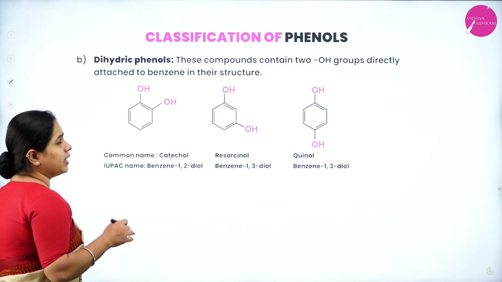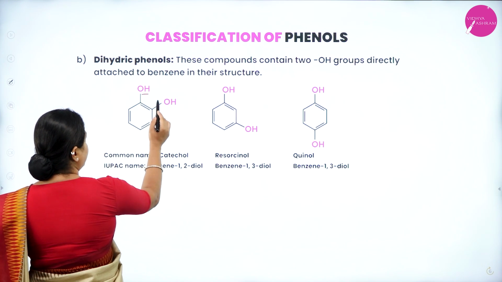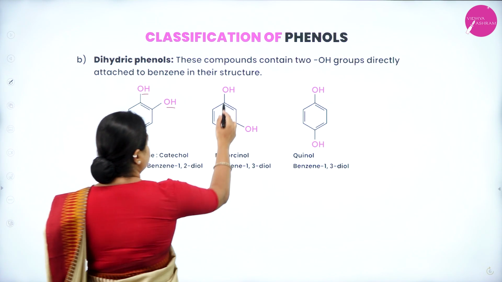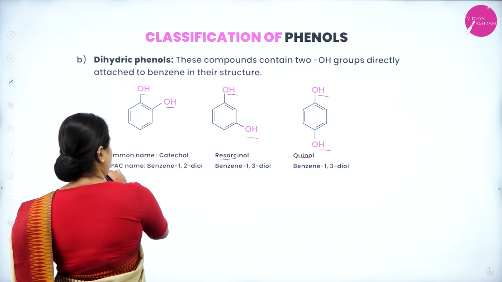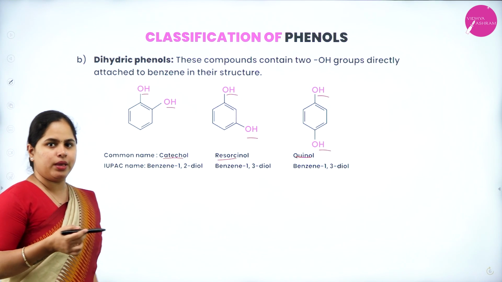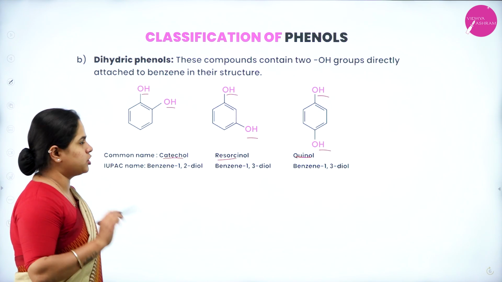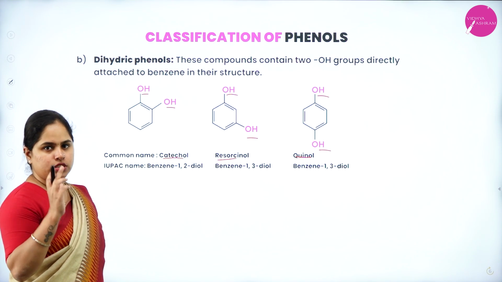Now, the next one is dihydric phenols. Two hydroxyl groups will be there. So, as you can see, 1 and 2, two hydroxyl groups. Here also 1, 2. Here also 1, 2. So, this is quinol, this is resorcinol, and this is catechol, which are the common names. The IUPAC name, how to name it, we will be discussing in the upcoming slides. Okay. So, these are compounds containing two hydroxyl groups.